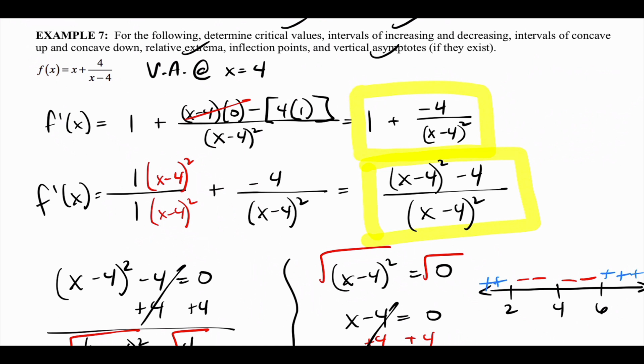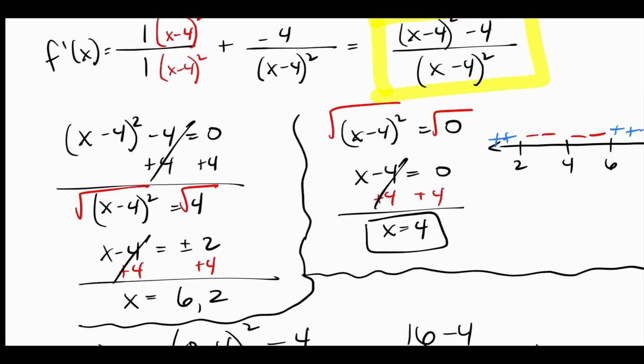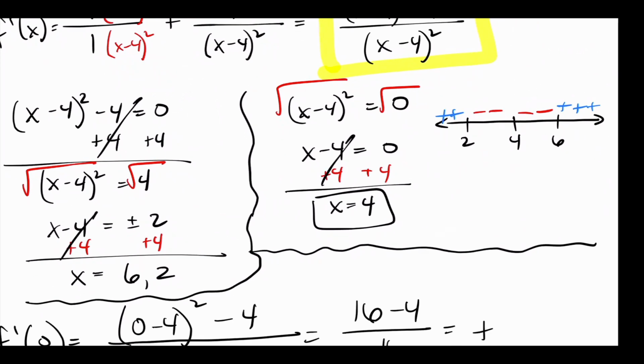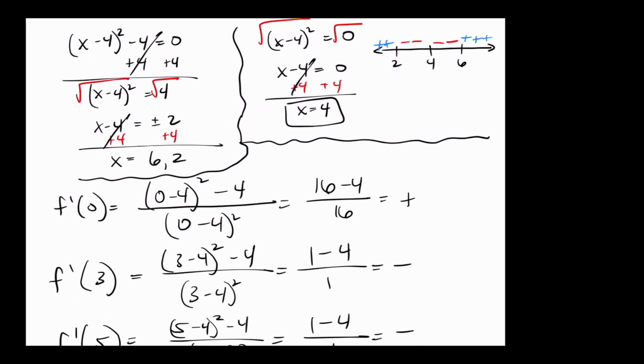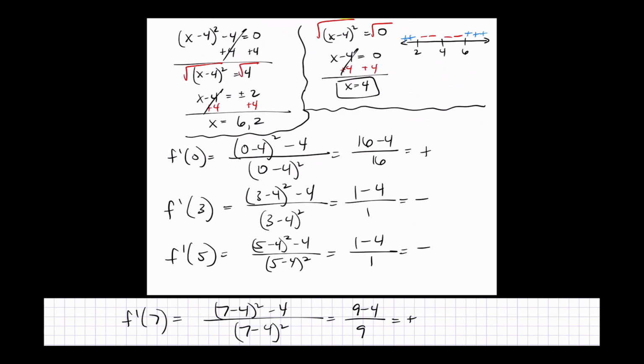So to find critical values, I need to set the top equal to 0. I need to set the bottom equal to 0, which is what I did next. When I set the top equal to 0, I got 2 answers, 6 and 2. When I set the bottom equal to 0, I only got one answer, 4. Okay. Did the first derivative test, plugged in values that were bigger than 2, in between 2 and 4, in between 4 and 6, after 6. So I plugged in 0, I plugged in 3, I plugged in 5, I plugged in 7, and I got that.